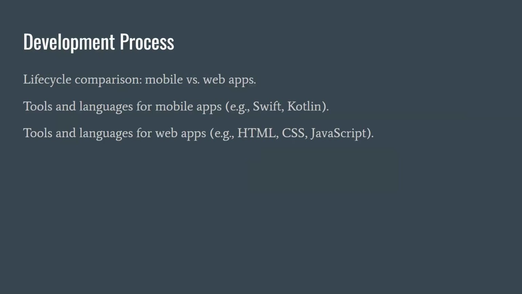Development process. Let's start by discussing the development process. Mobile applications, such as those that are tailored for specific platforms like iOS or Android, often require different development tools and languages. For example, iOS apps might need to be developed using Swift or Objective-C and Xcode, while Android apps could be built with Kotlin and Android Studio.